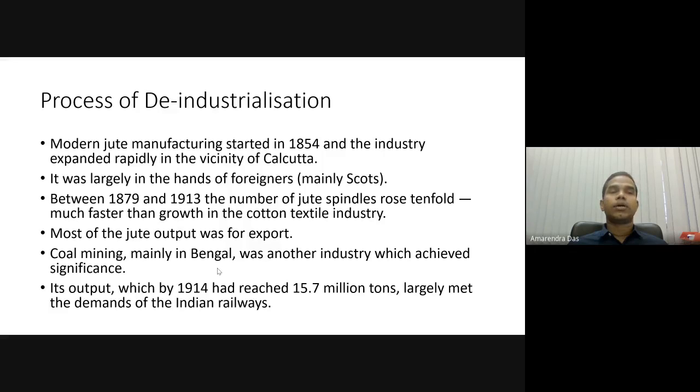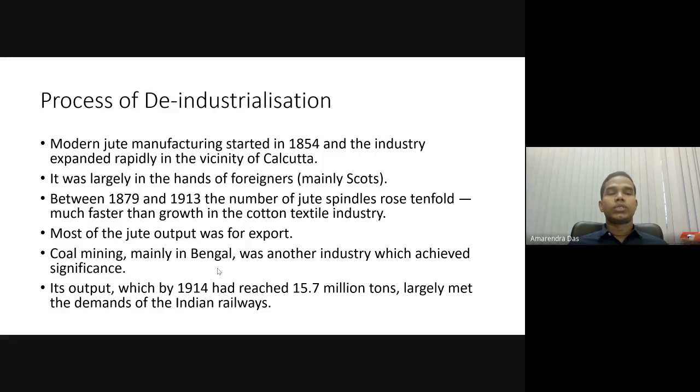Similarly, we had modern jute manufacturing in 1854, and the industry expanded rapidly in the vicinity of Calcutta, and it was largely in the hands of foreigners. So industries, although started in India, were not owned by Indians; they were owned by foreigners. Between 1879 and 1913, the number of jute spindles rose tenfold, much faster than the growth of cotton textiles. Of course, most of the jute output was for export.